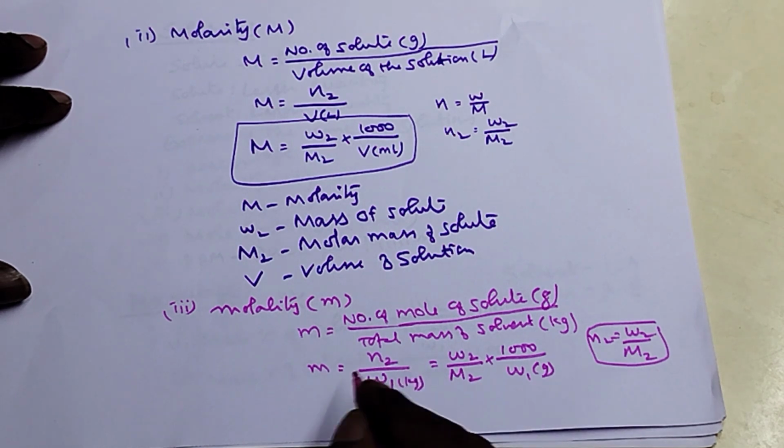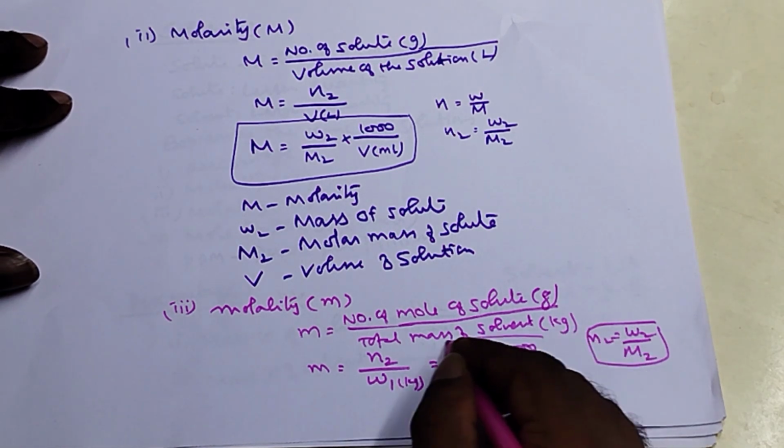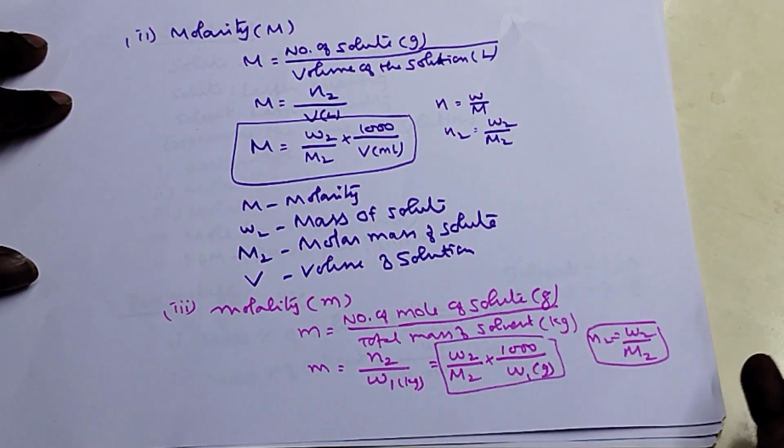This is the formula for calculating the molality. See the spelling, M-O-L-A-L-I-T-Y. So molality is defined as the number of moles of solute to the total mass of solvent expressed in kilograms. So this is the formula for calculating molality.